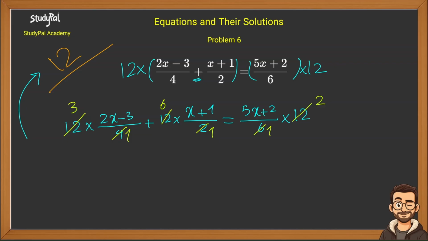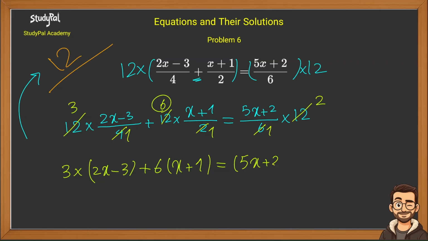Now we have no more denominators. Let's focus on that one. It is 3 times the whole thing. Be careful. Here you need parentheses. Okay? Because 3 is multiplied by the whole thing here. Now again, 6 is multiplied by the whole thing there. So we have 6 times x plus 1. And on the right hand side, we have 5x plus 2 times 2.